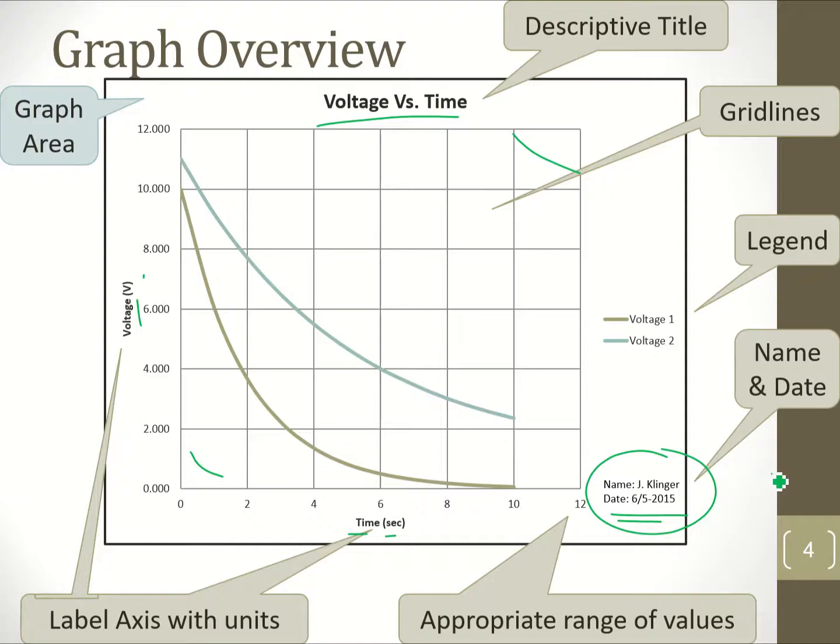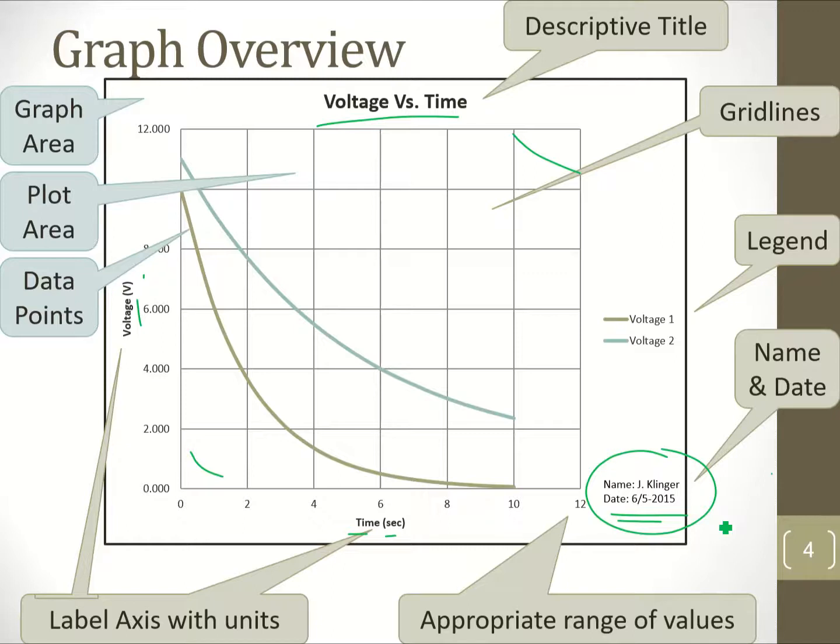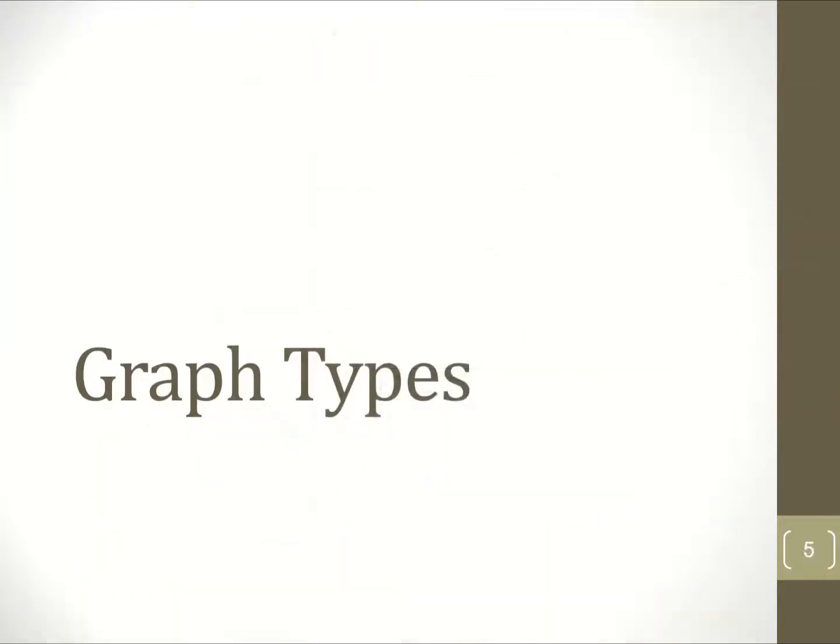Other parts of the graph as far as Excel goes: this is the entire graph area. This whole outside box is the graph area. The part with the grid lines in it is our plot area. And what else do we have? Data points. This one isn't showing all the actual individual data points. It's showing a connection of the line and kind of smoothing it out for us. But the data points will be shown in the graph also. Okay, so those are the basic parts of a graph or a chart.